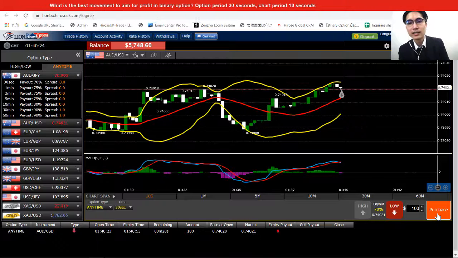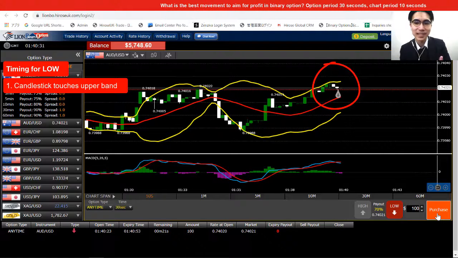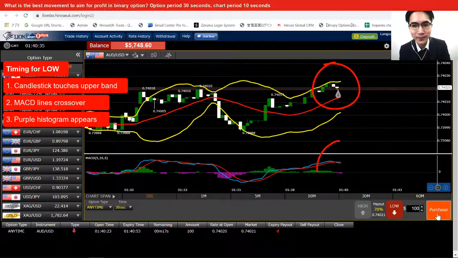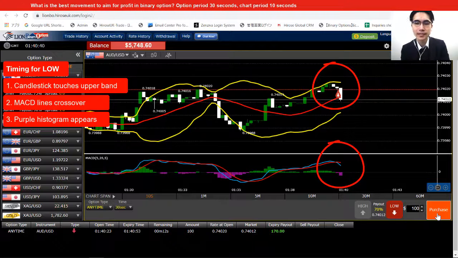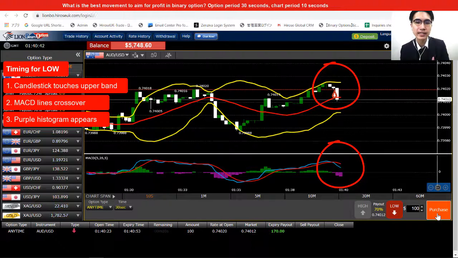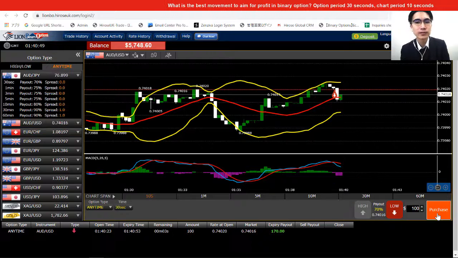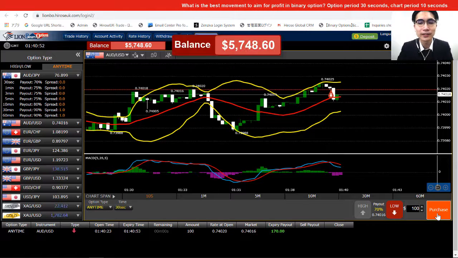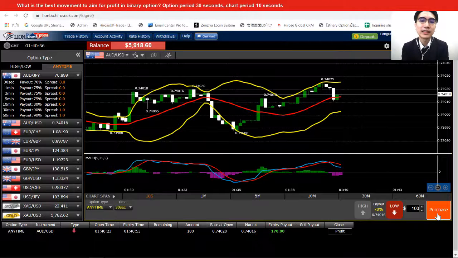So I placed a low here. The timing for me to place a low is when the candlestick touches the upper band, and then I move on to the MACD. Now there is a MACD crossover, and I have a purple histogram. That's why I opened that trade there. That's a double confirmation of a bearish indication, so that's why I opened it as a low. Now the trade is finished and it's looking good, and I'm pretty sure I'm going to get this one. Okay, ended in profit.